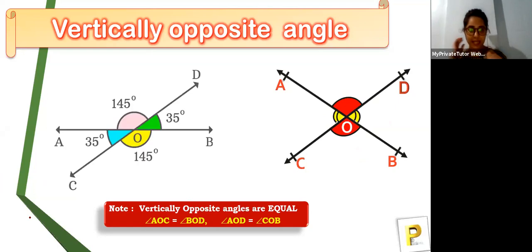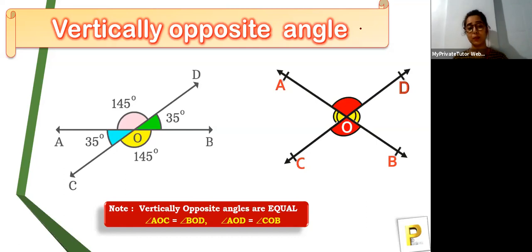So if you see this example for vertically opposite angles, in this also you can see that AOC is 35 degree. Okay, so which is the angle which is absolutely vertically opposite to AOC? Can anyone tell me? Which angle is opposite to AOC? DOB, yeah, correct. So DOB is the angle which is vertically opposite to AOC. Okay, and AOD is the angle with the measurement of 145 degrees.